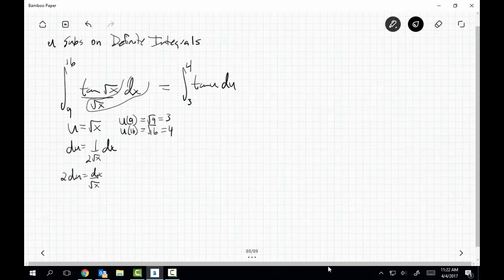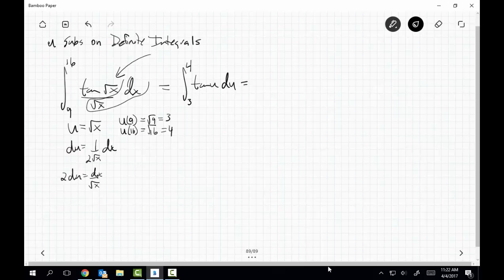Now the cool part about this is once I have changed the limits, these two are exactly equal. There is no difference between the integral from 9 to 16 of this guy and the integral from 3 to 4 of this guy. So I can actually forget about this integrand that had limits on x. I have converted everything over into u's, so there's no back substitution necessary.